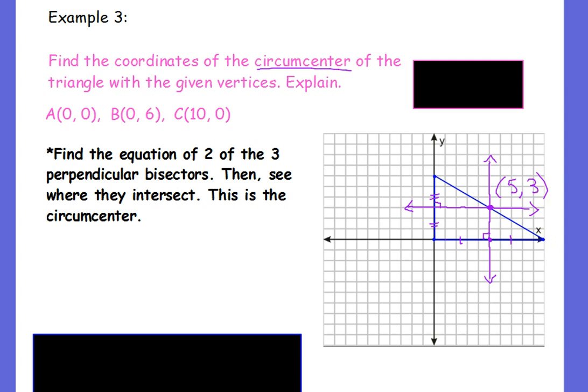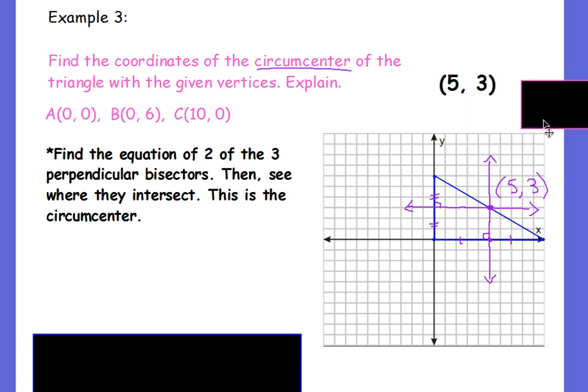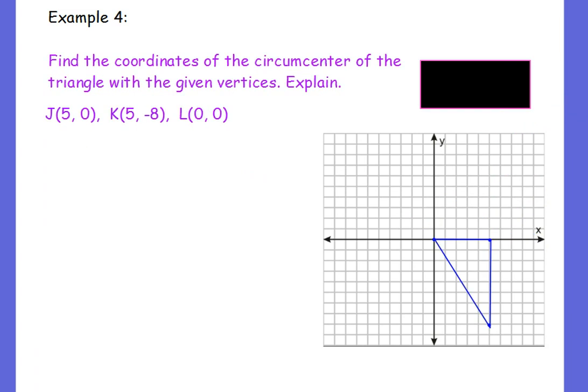It says find the equation of 2 of the 3 perpendicular bisectors, then see where they intersect. This is the circumcenter. 5, 3. So you guys go ahead and try this last one. You can pause this. I'm going to reveal the answer.